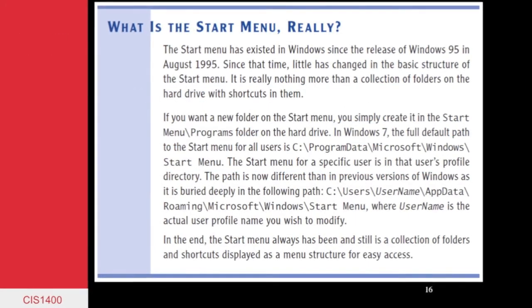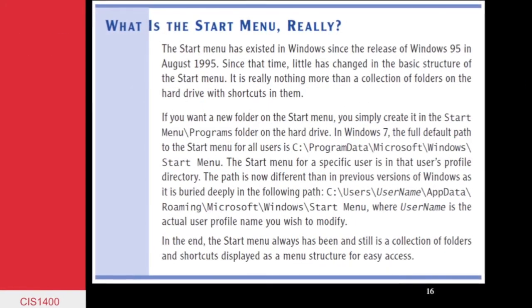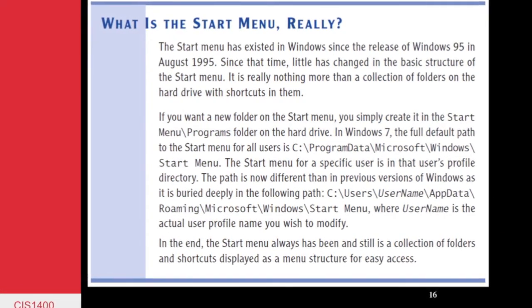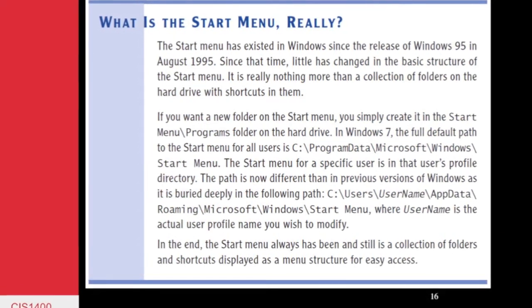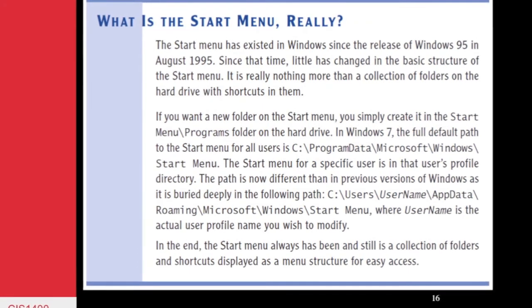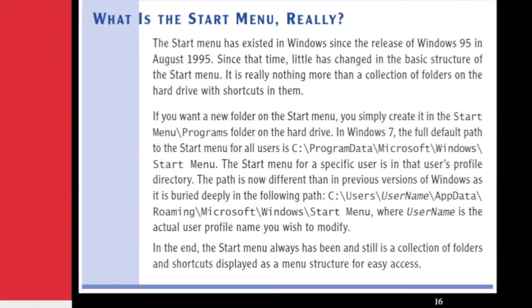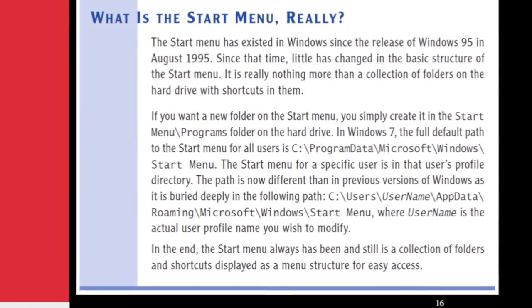The Start menu has been around since Windows 95, and you can modify it. If you want to add a folder to it, you'd have to go to the Start Menu Programs folder on the hard drive, which is located at C:\ProgramData\Microsoft\Windows\Start Menu.